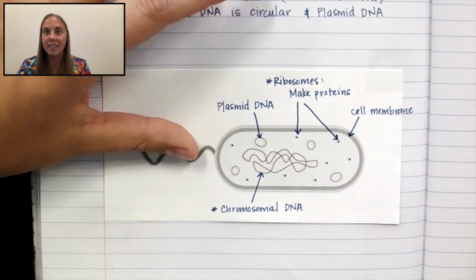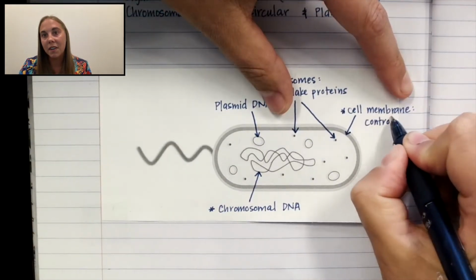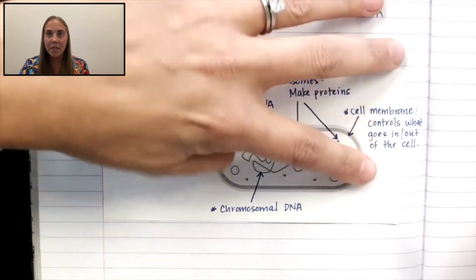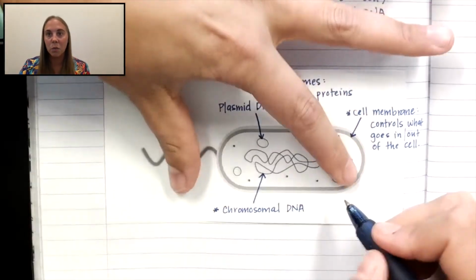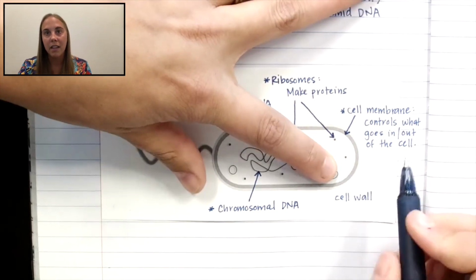Next, we have the cell membrane. Notice that around this cell there are two layers. The inside layer is the cell membrane. The cell membrane controls what molecules can go into and out of this cell.